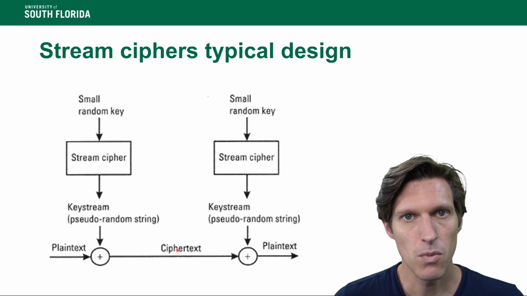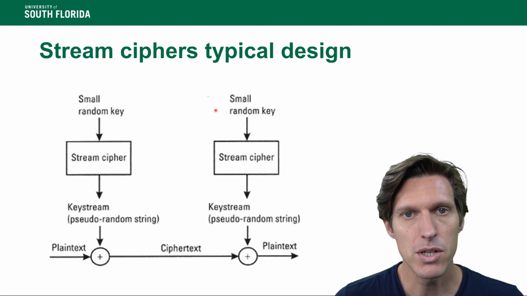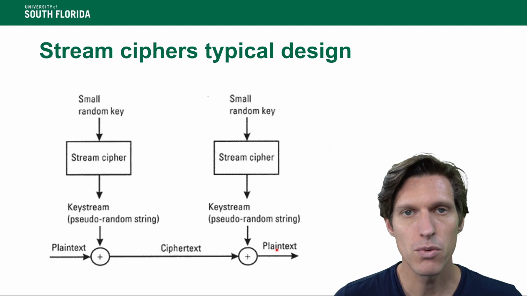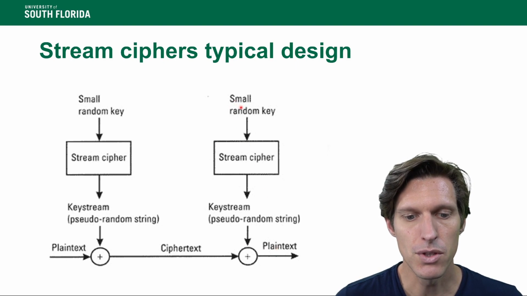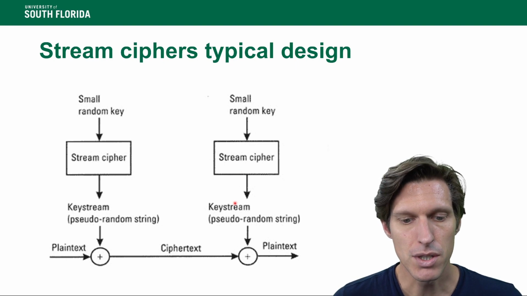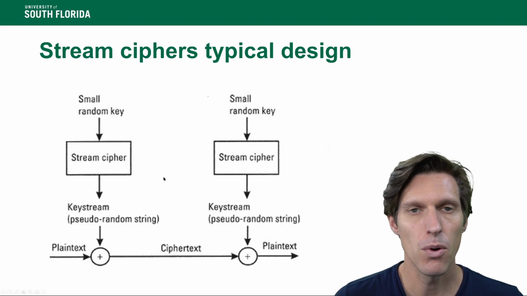And just like with the one-time pad, the exact same operation is performed in order to retrieve the plain text. So the person decrypting takes the key, produces the key stream, XORs it bit by bit with the ciphertext, and retrieves the plain text as if it were the one-time pad.